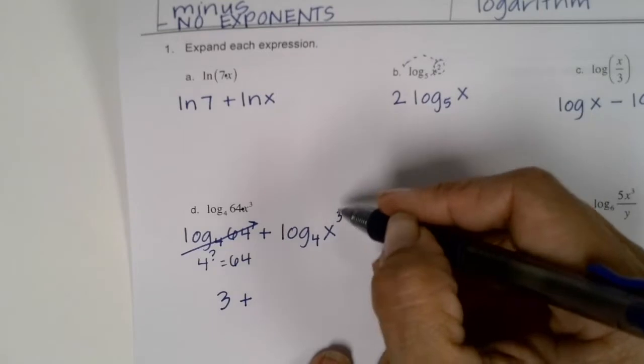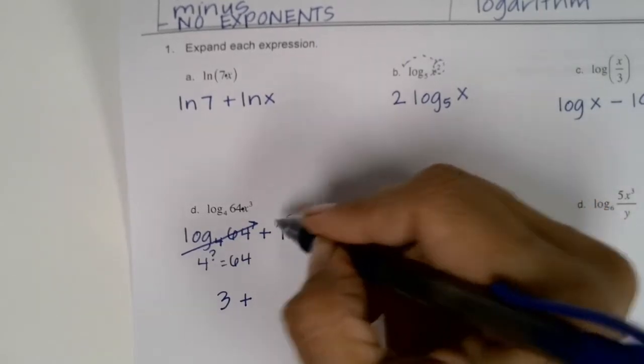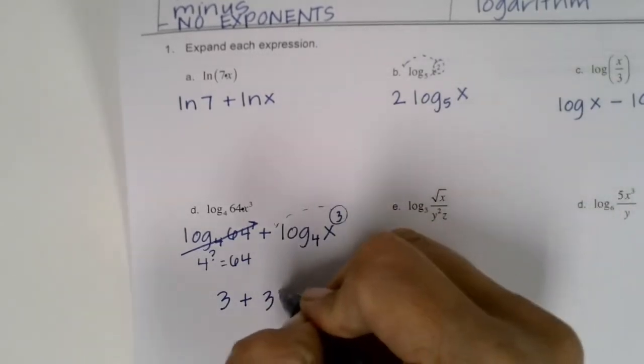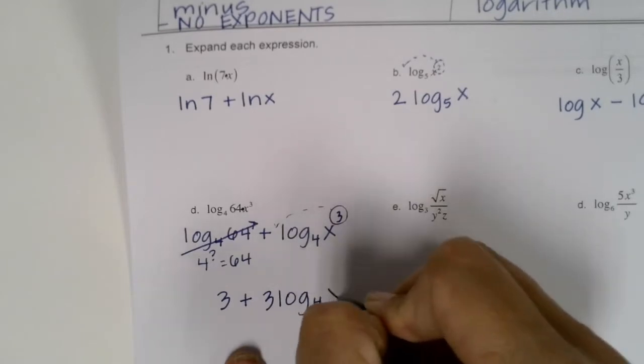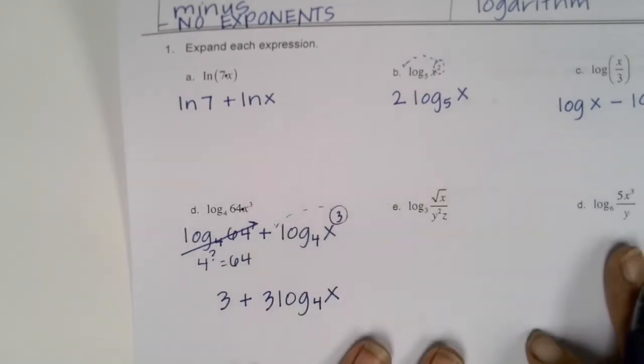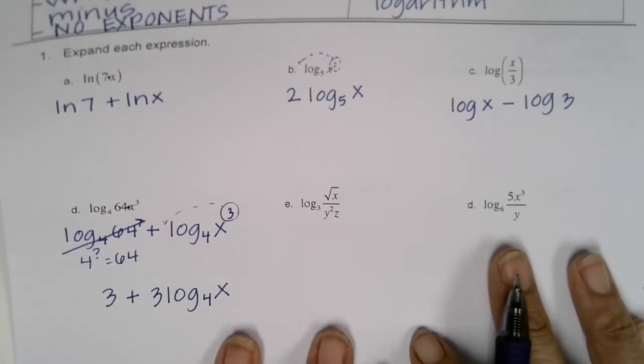And then this one right here, we have the 3, we're going to bring it down in the front. 3 log base 4 of x. Alright, moving on to the next one.